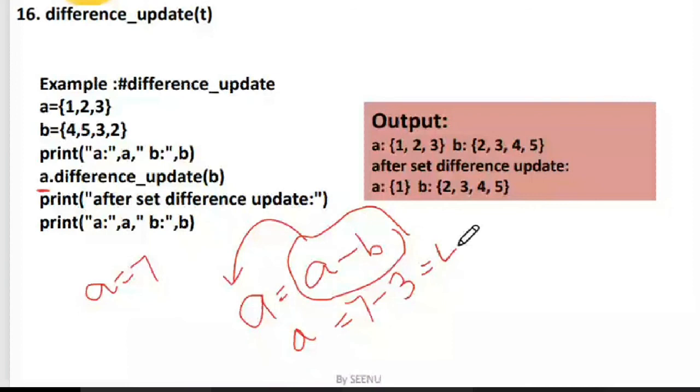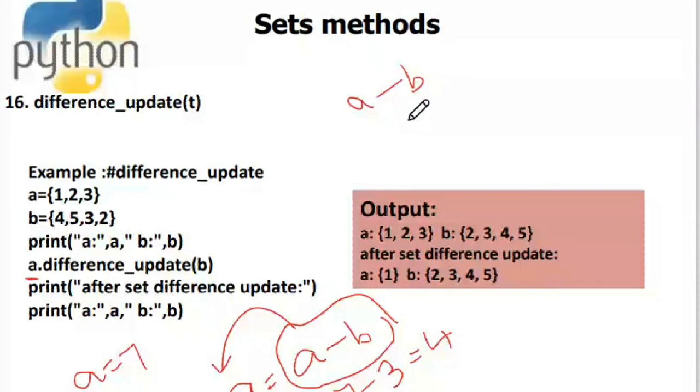In difference you are not doing this assignment, but in difference update you are doing this assignment. You take the difference between sets A and B, which is nothing but 1. This is the result of A minus B. Now you are assigning this difference to A. So A will be holding the result of A minus B, and when I print, A is 1. Are difference and difference update clear to my entire class?